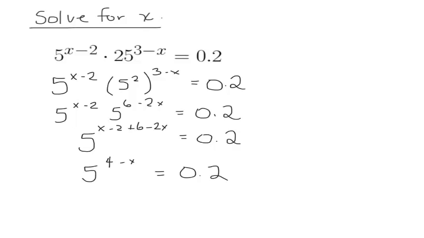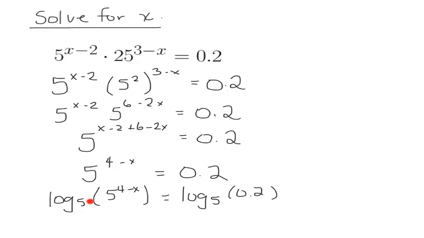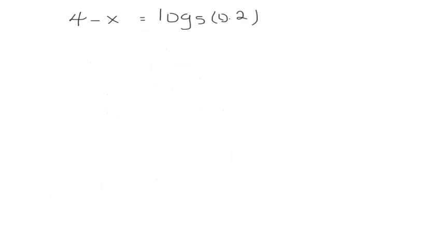Now, in order to solve this equation and isolate the power of our exponent, we can use the inverse properties of exponential and logarithmic functions. That is, if I apply log with base 5 to both sides of this equation, the action of the logarithm of base 5 followed by the exponential with base 5 are going to undo each other, and we're going to be left with 4 minus x on the left-hand side.